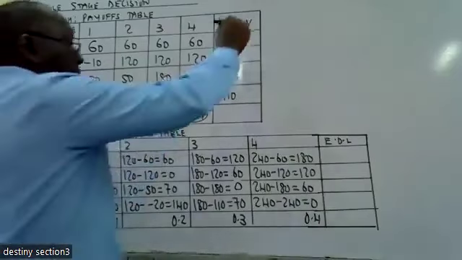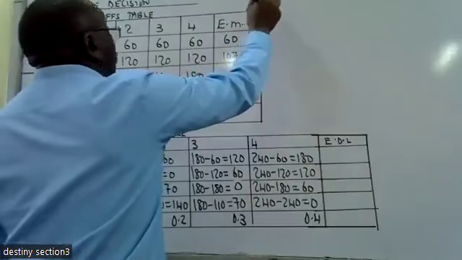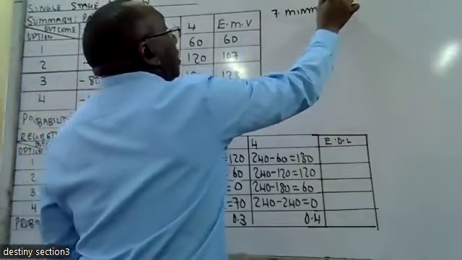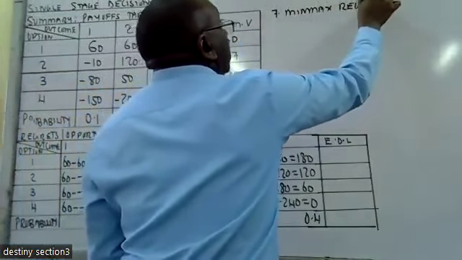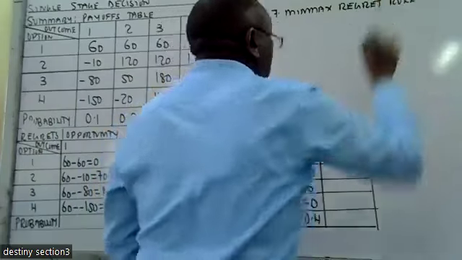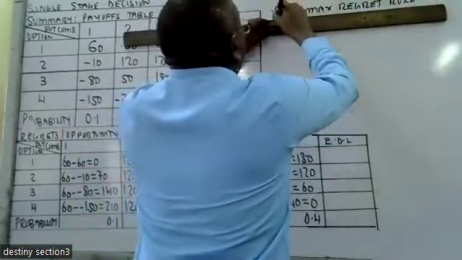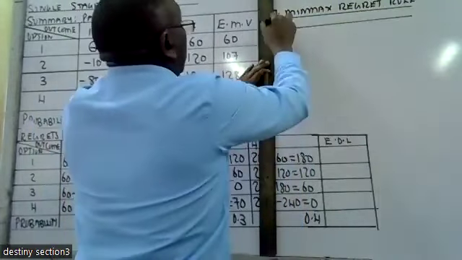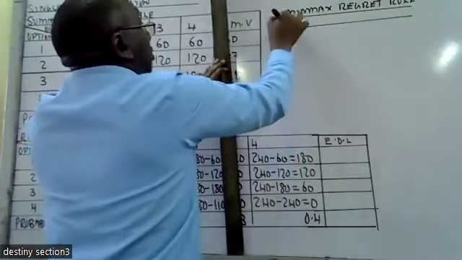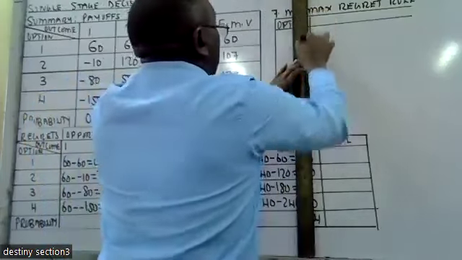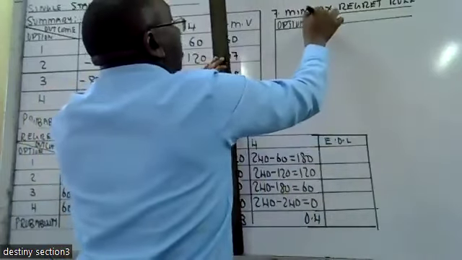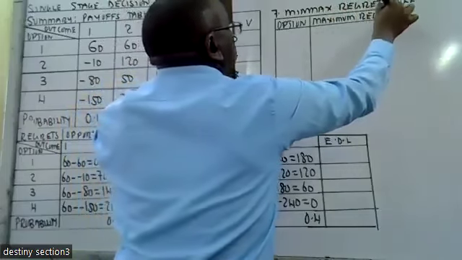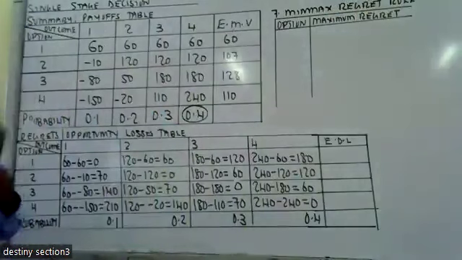So, the next rule should be number 7. It is called the minimax regret rule. So the minimax regret rule, we have option. We have maximum regret.